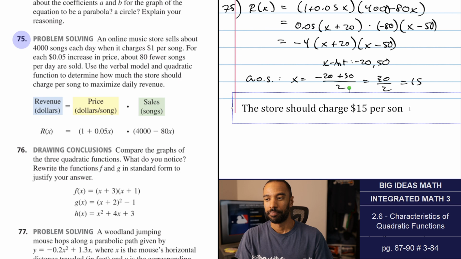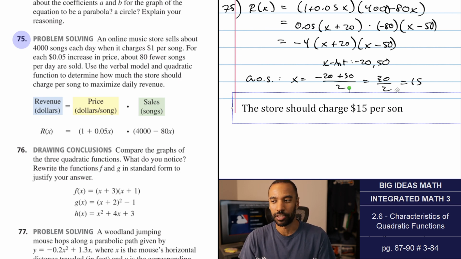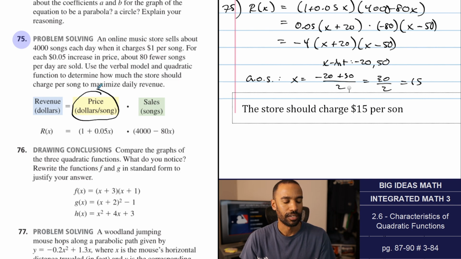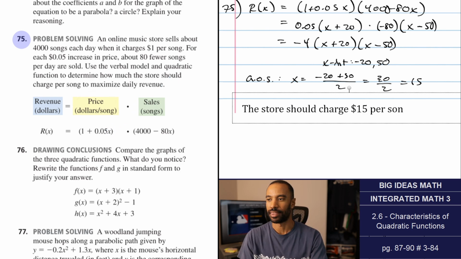All right, this part. $15 sounds a little outlandish. So as I was moving some things over, all my calculations are fine. It's just I'm not done. When you look at the verbal model, the price is a price in dollars per song. So how many dollars per song? We still have to plug 15 into there. So I'm not done with my answer at that stage. So let me get that out of the way.